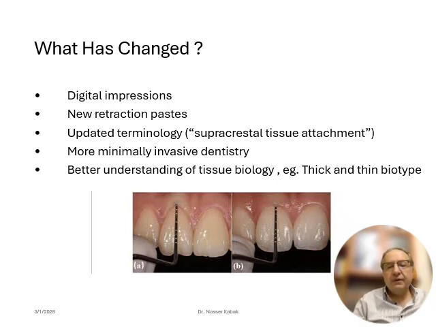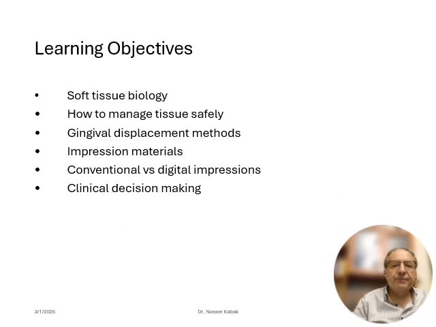Today, we are better at understanding tissue biology. For example, we can tell the difference between thick and thin gingival biotypes, and accordingly we will take the appropriate decision regarding the materials and techniques used for each different type of gingiva.